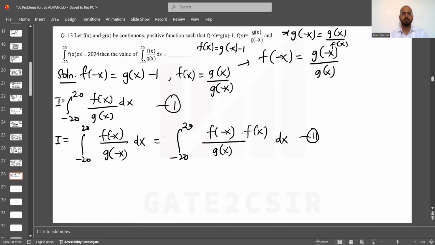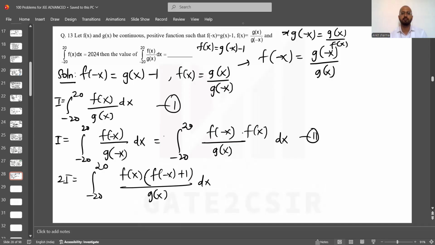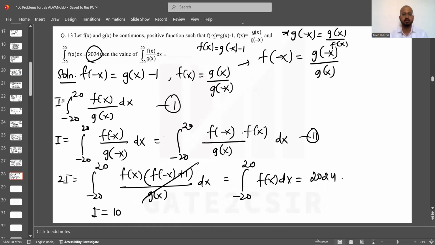So the bases are same. So 2I is equal to the integral from minus 20 to 20, f of x will be common. Then I get f of minus x plus 1, the whole upon g of x. Now f of minus x plus 1 will be nothing but g of x. So this gets cancelled and I get the integral from minus 20 to 20 of f of x dx, which is given to me as 2024. And then we have 2I is equal to this. So I will be 1000. So the answer will be 1000.